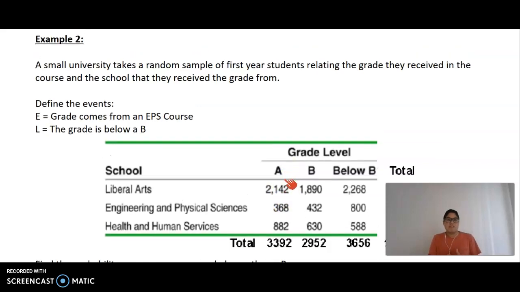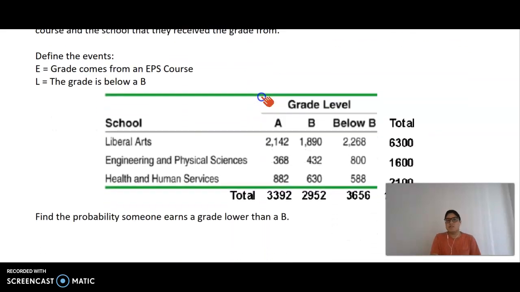And what makes most conditional probabilities difficult is that they're typically given in a written form or with just a table. So you have to be fluent in both of those versions, really communicating what the words are saying into probability statements. So here, a small university takes a random sample of first-year students relating the grade they received in the course and the school they received the grade from.